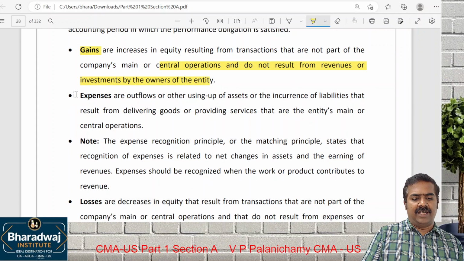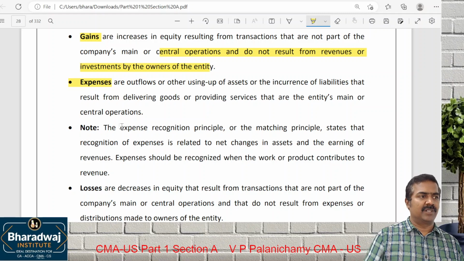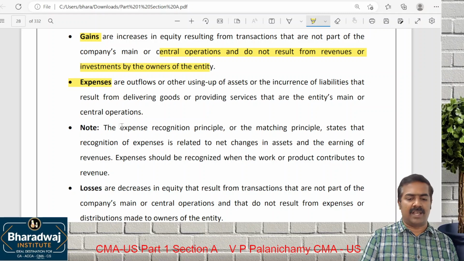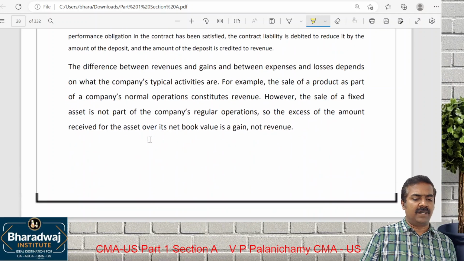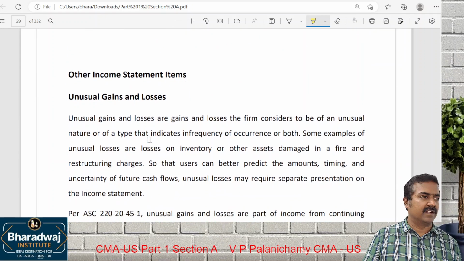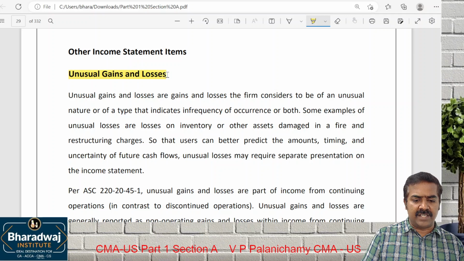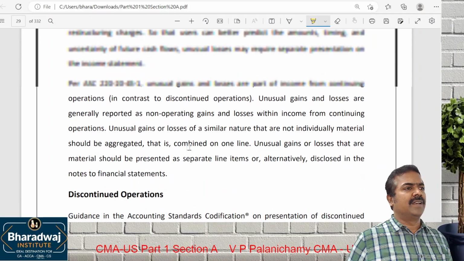Then, expenses are for which one? Recurring activity, routine activity: purchases, rent, salary, like that. Losses, okay. Losses arise because of which one? Isolated activities like loss on sale of assets, like that. Clear? So unusual gains and losses should be reported separately.